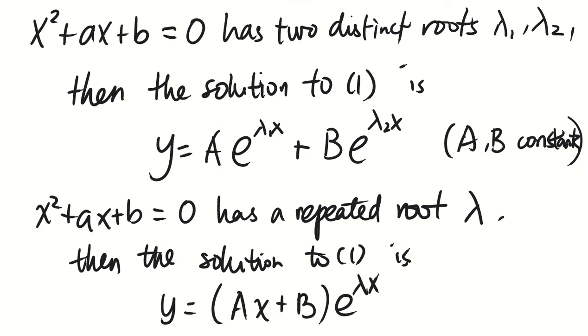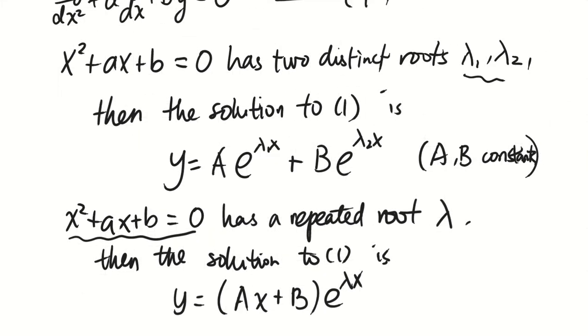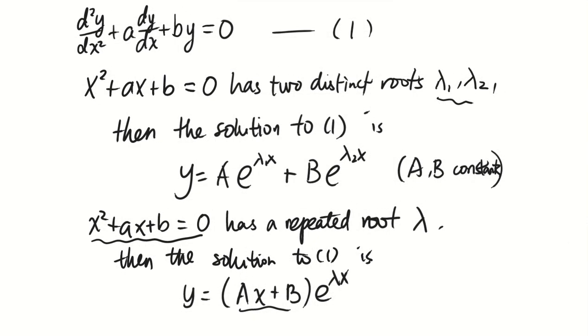So in the case where this polynomial, which came out of nowhere, has a repeated root lambda, it's kind of like the case where lambda 1 equals lambda 2, but if we use the same logic, we don't get ax plus b, we just get a plus b. So it's a bit different. Here we have ax plus b instead of a plus b, so we have to keep note of that. Next, let's try to prove this.